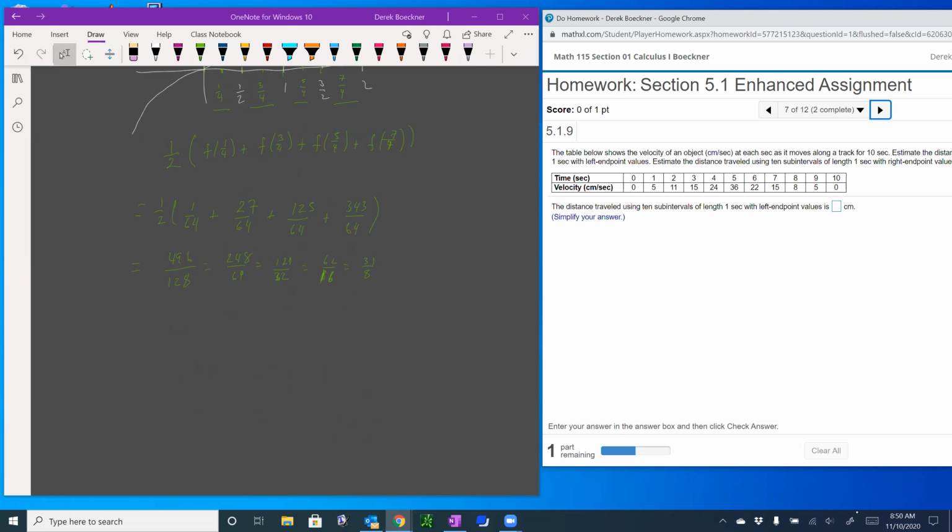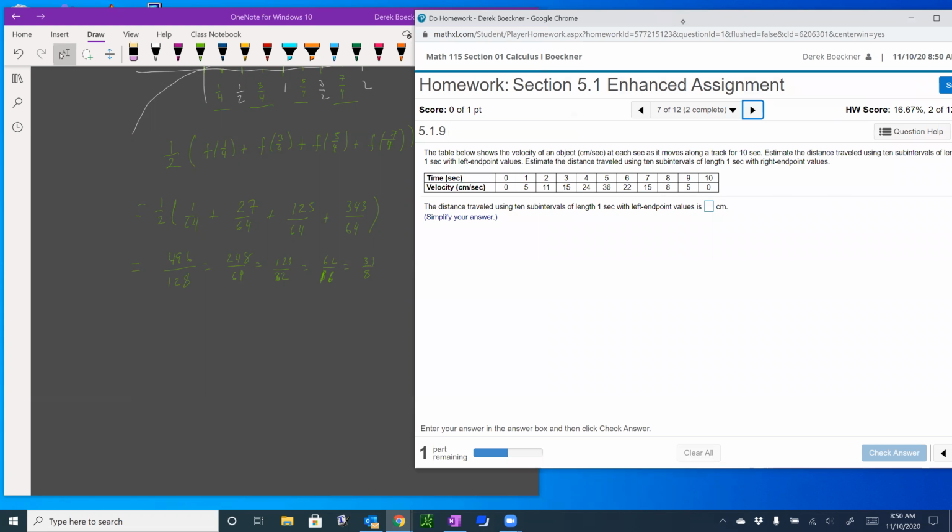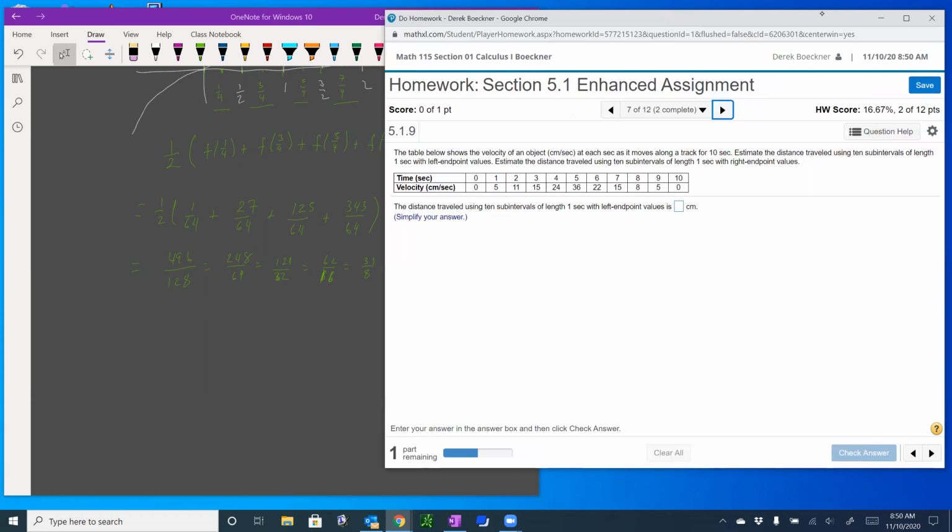Okay, so here I have a table, and it's a table of velocities. And this is just like the very first problem we did, only we have table values that we're going to estimate instead of the graph. Okay. So we want to estimate the distance traveled using 10 subintervals of length 1 second each with left endpoint values. So at time 0, I'm traveling 0.